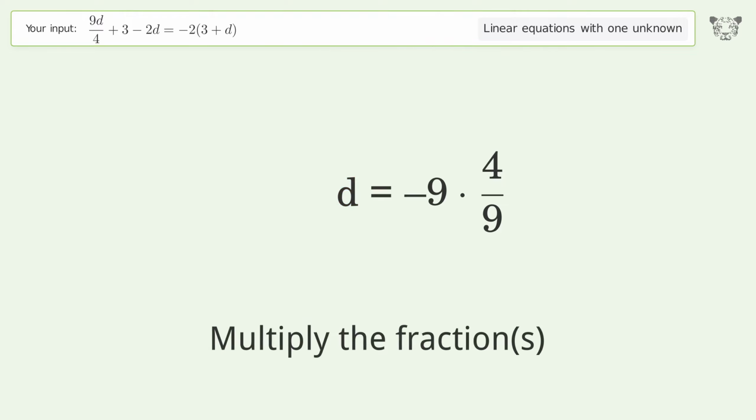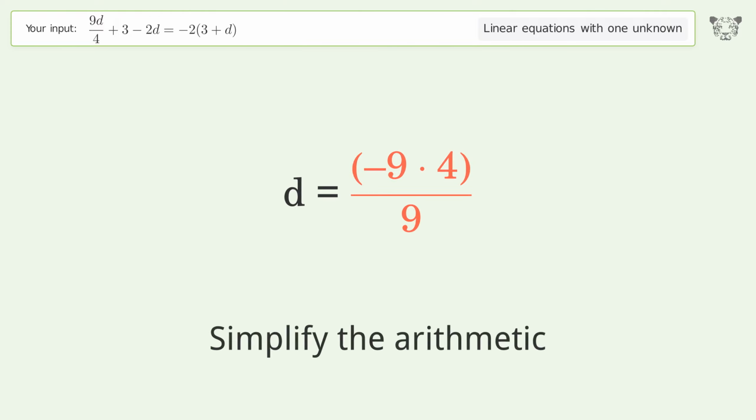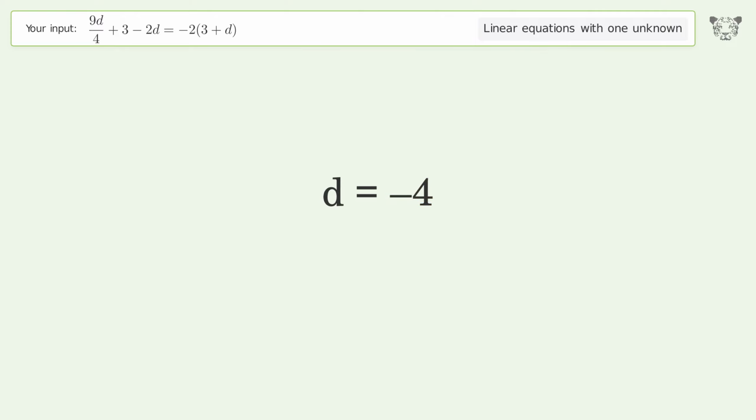Multiply the fractions. Simplify the arithmetic. And so the final result is d equals -4.